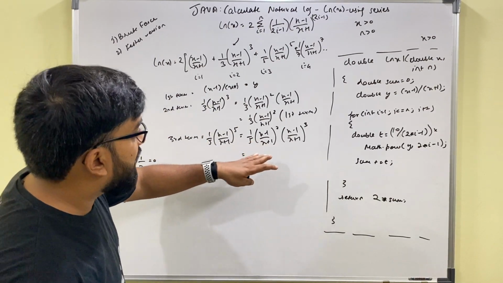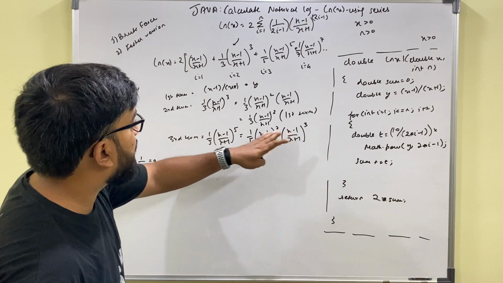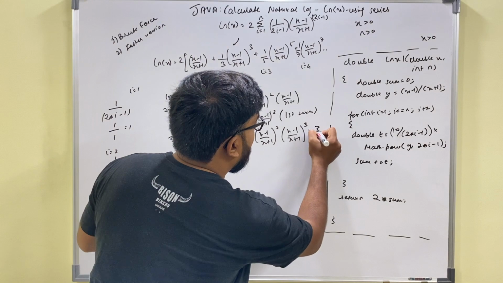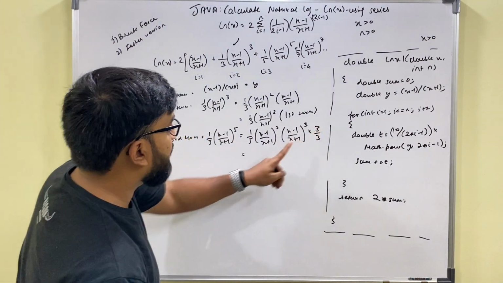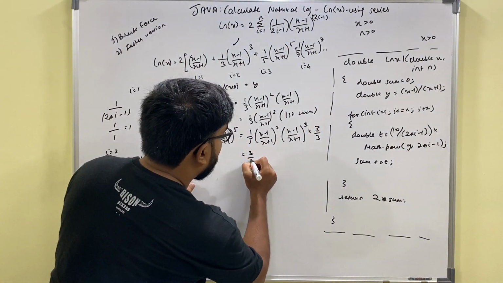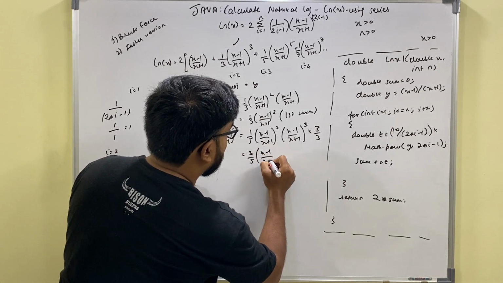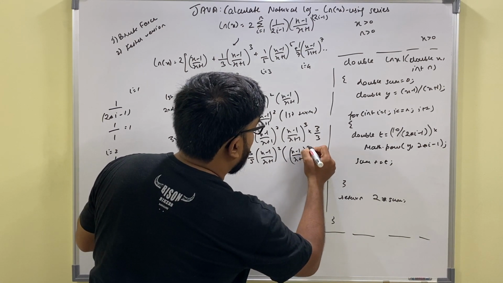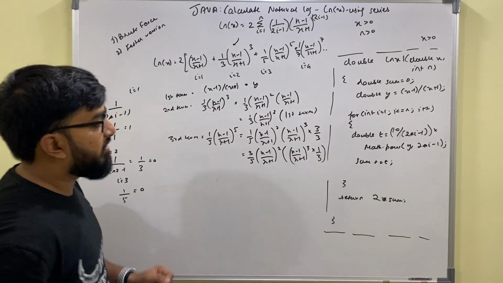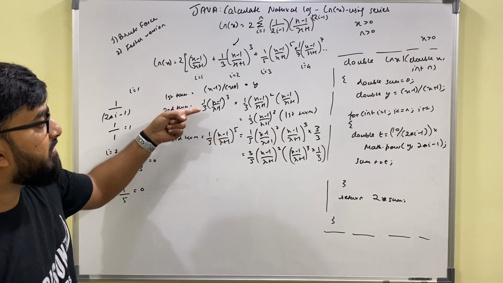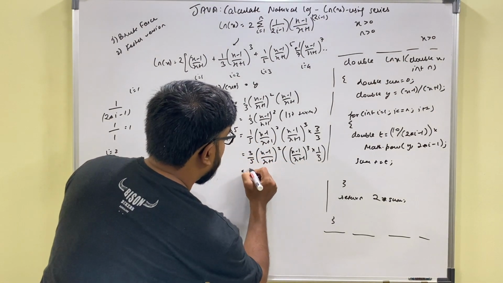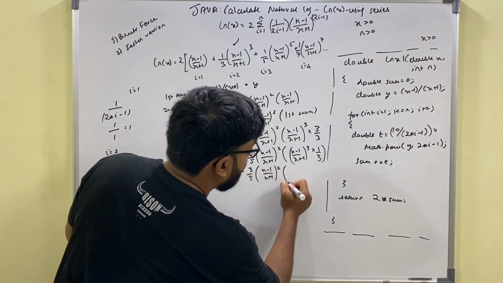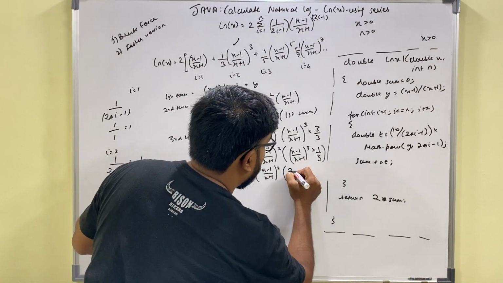So x minus 1 upon x plus 1 whole cube is basically this term. I need to divide it by 3, so I'll multiply and divide by 3. This 3 I bring here, so it becomes 3 by 5 into x minus 1 upon x plus 1 whole square into x minus 1 upon x plus 1 whole cube into 1 by 3. Now this is my second term, 1 by 3 x minus 1 upon x plus 1 whole cube. So this is 3 by 5 x minus 1 upon x plus 1 whole square into the second term.